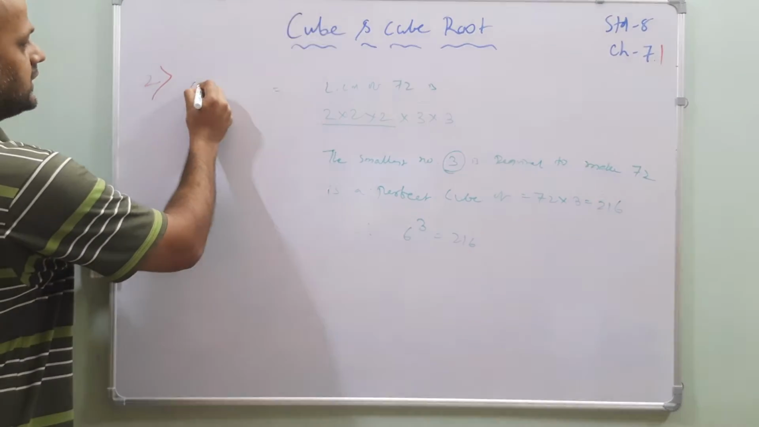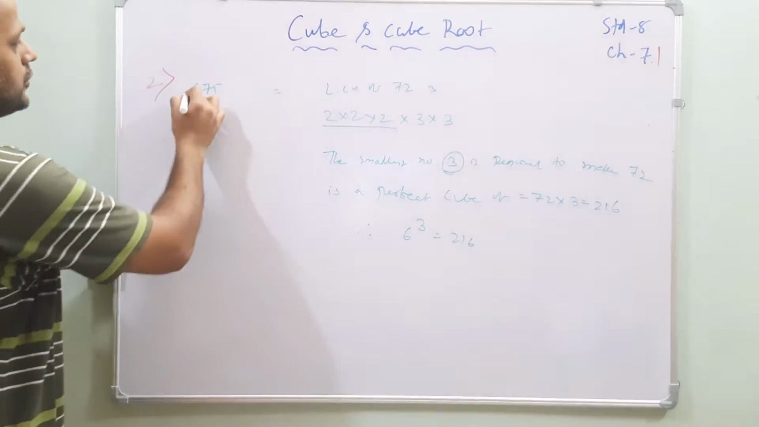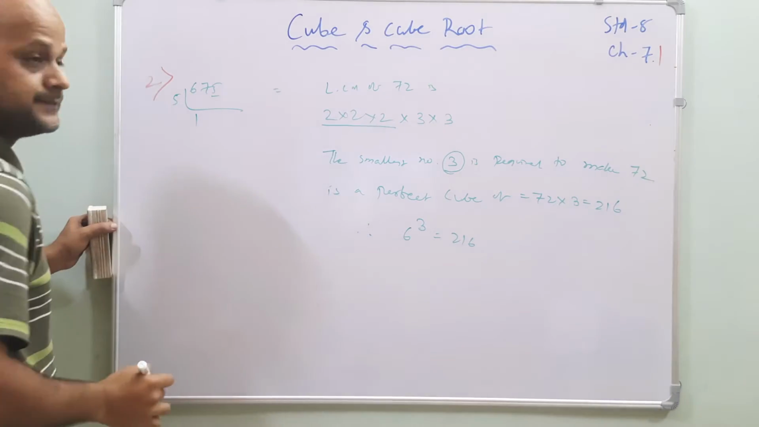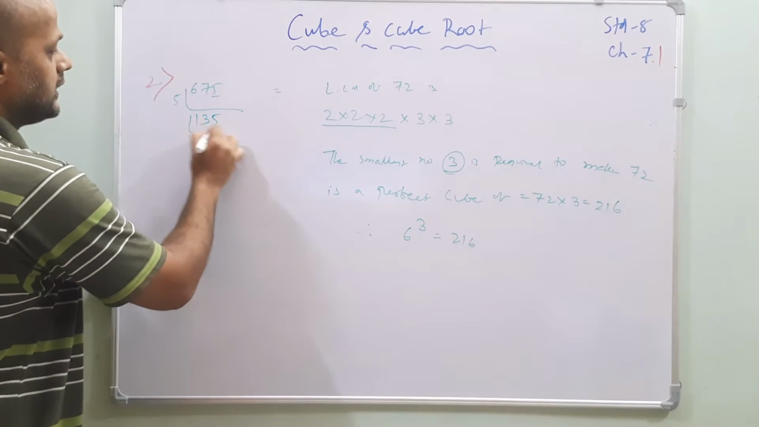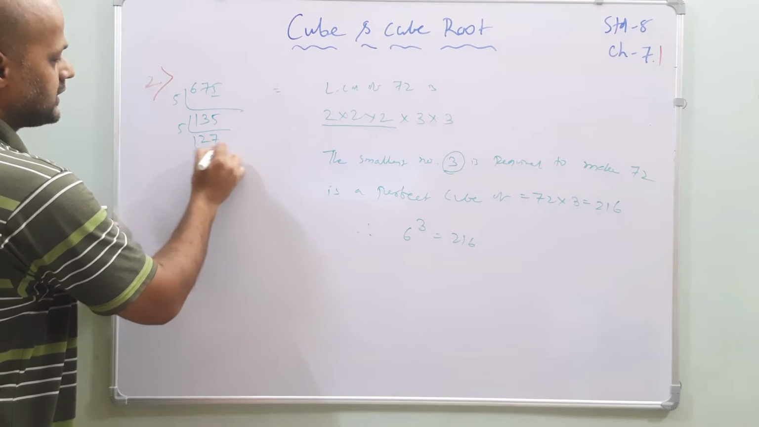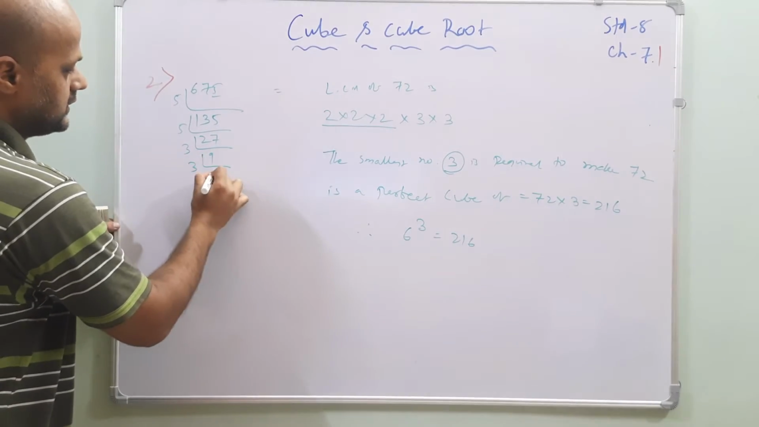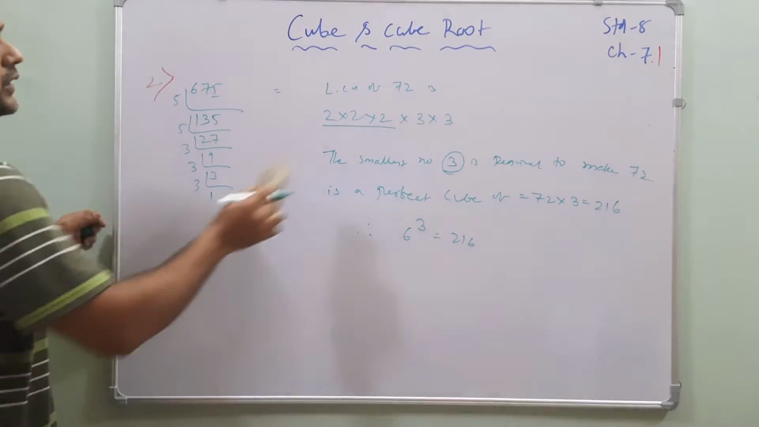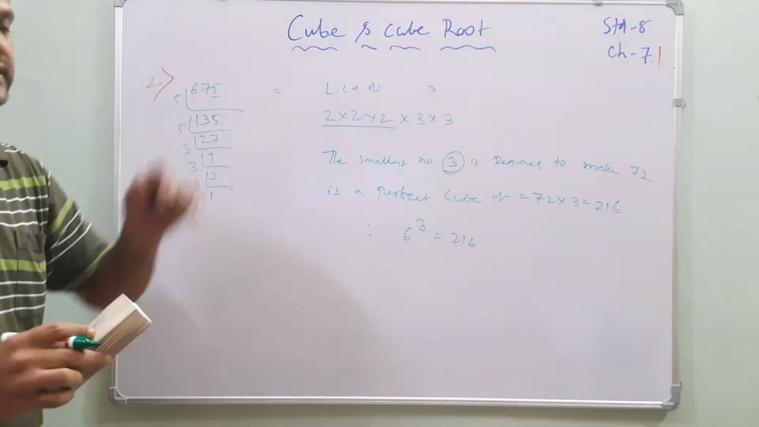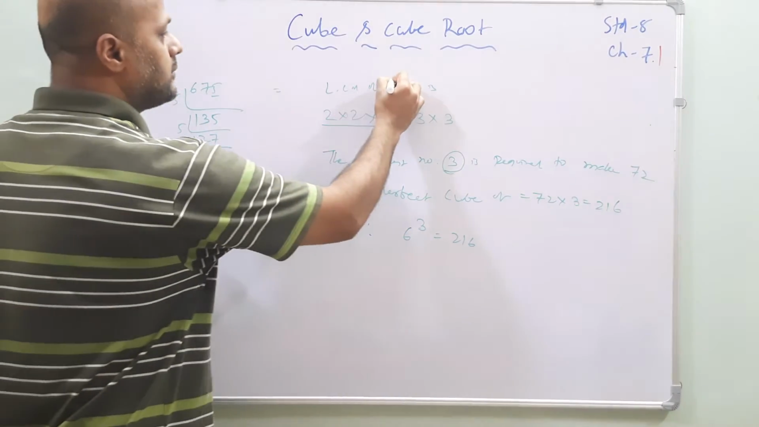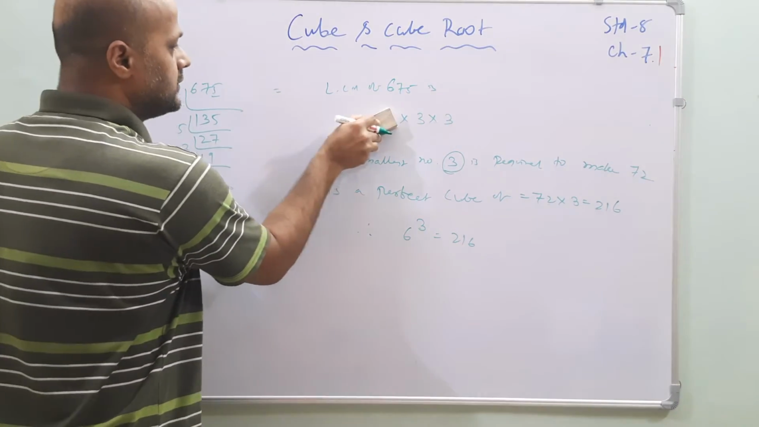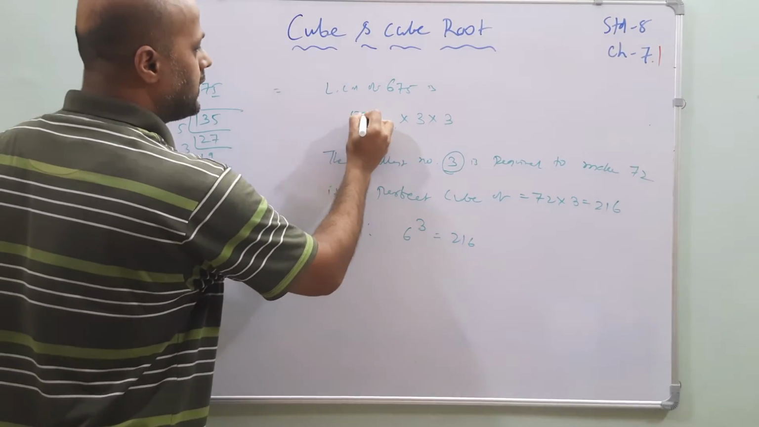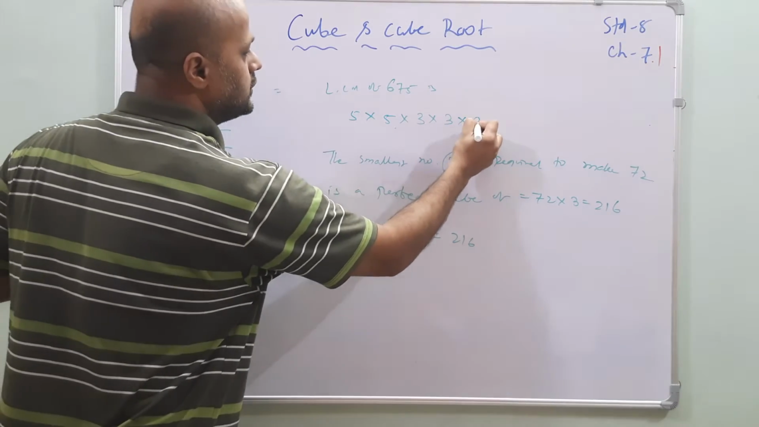675. Let's go for 675. Last number is what? 5. Go for it. 5 1s are, then 5 3s are, 5 5s are, again 5 2s are, 5 7s are, 3 9s are, 3 3s are, 3 1s are. So the LCM, same process, same statement you have to write. Only the numbers are changing. 675 is, what are they? 5 into 5 into 3.